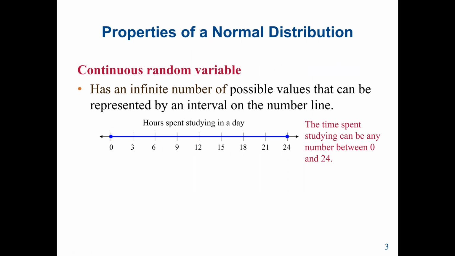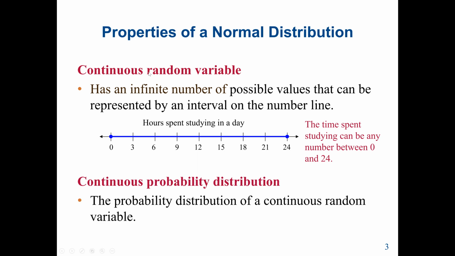Here we see a normal distribution random variable is continuous. A continuous random variable is based on measurements, and it has an infinite number of possible values that can be represented by an interval on the number line. An example is hours spent studying in a day, which can be between 0 and 24 hours. So the time spent studying can be any number between 0 and 24, and this is based on measurements, so it's a continuous random variable.